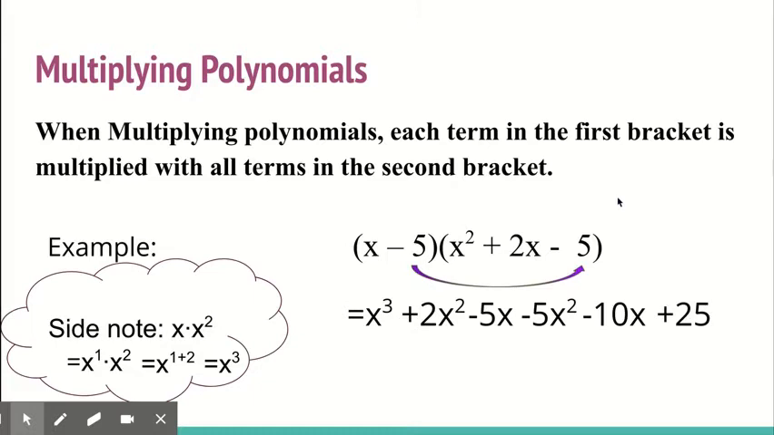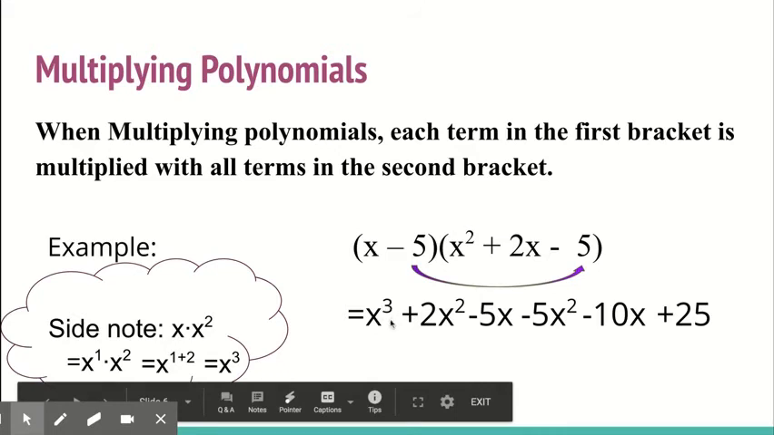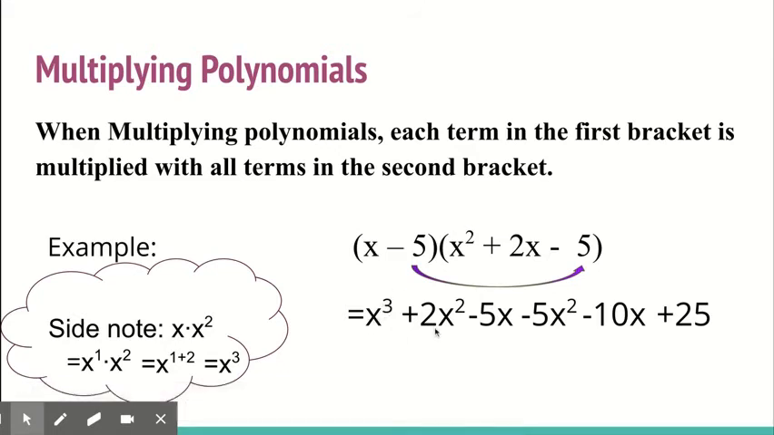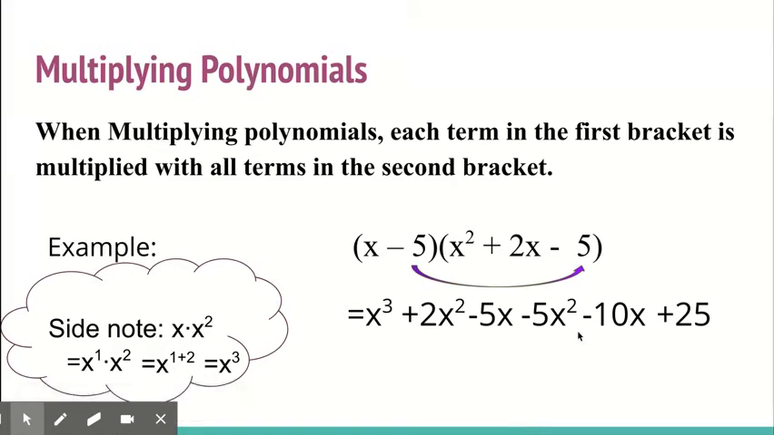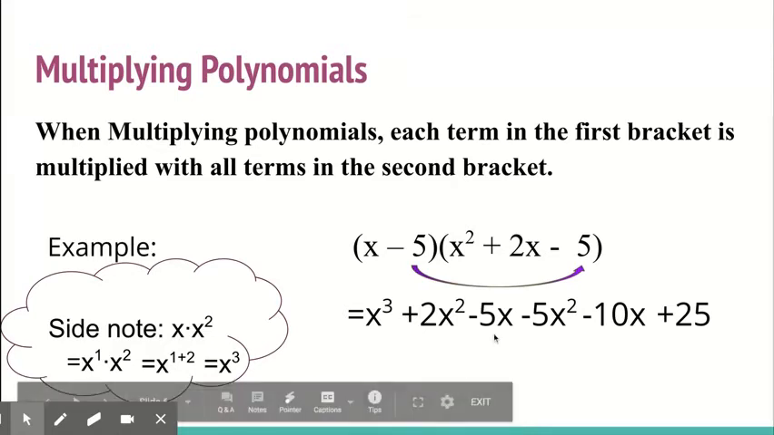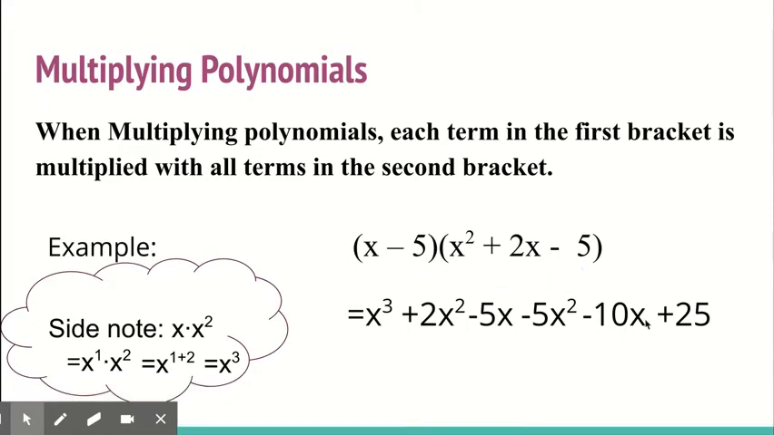So now we need to simplify this. So to simplify, we're going to collect the like terms. So my x to the power of 3 is the only one I have here. So let's look at our x to the power of 2. So I have 2x to the power of 2, and I have minus 5x to the power of 2. So we're going to put those two sitting next to each other. And the same as my negative 5x and my negative 10x, we're going to put those two next to each other.